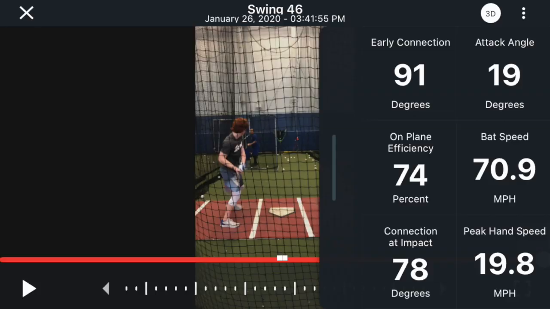Aside from the 3D analysis, there is the general analysis as well that can show you anywhere from stats from your bat speed, your hand speed, the acceleration you get, the time it takes you to make contact, and even the amount of power you're putting into the ball.